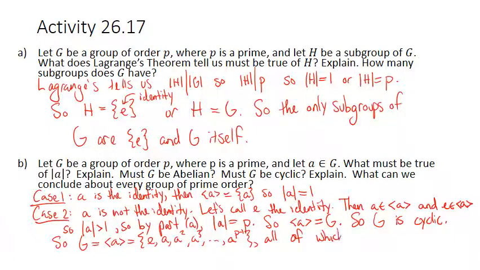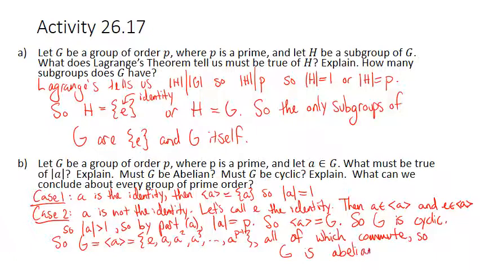How do I know they commute with each other? If you have the same element raised to 2 different powers and you multiply them together, that'll always commute because you can just combine the powers. So all of these are going to commute with each other. All of which commute. So G is abelian.